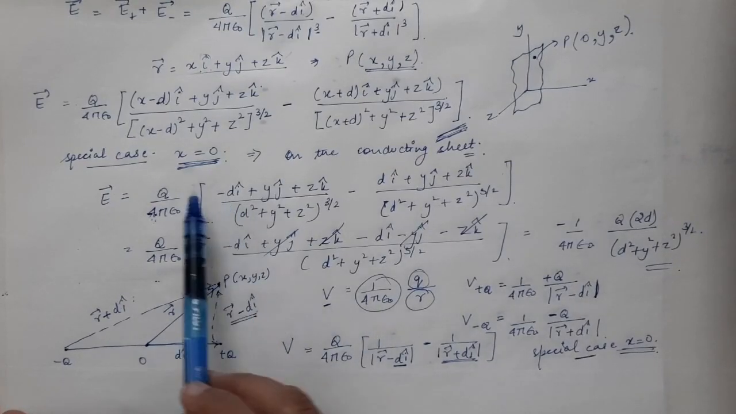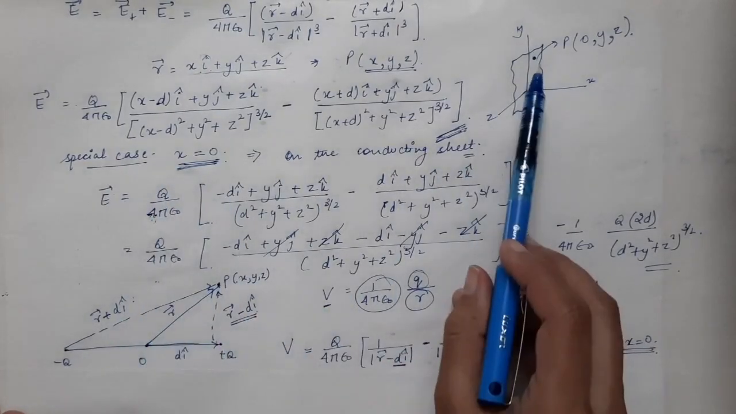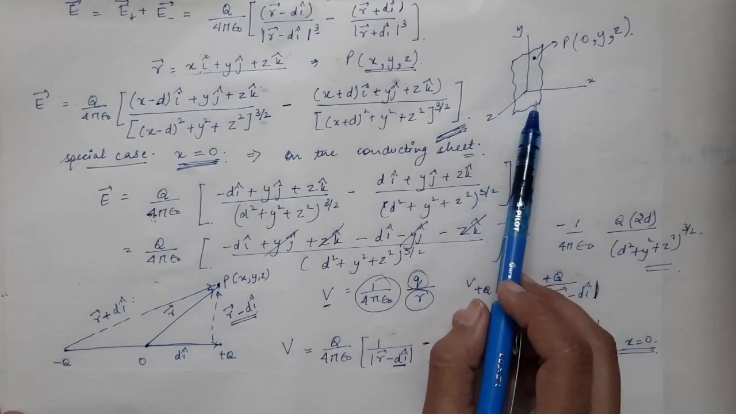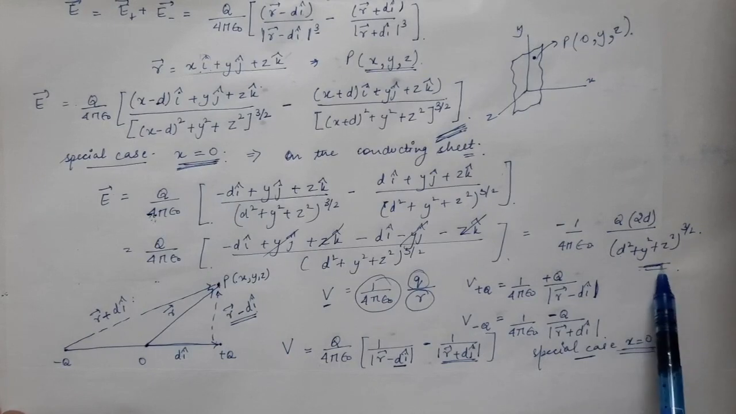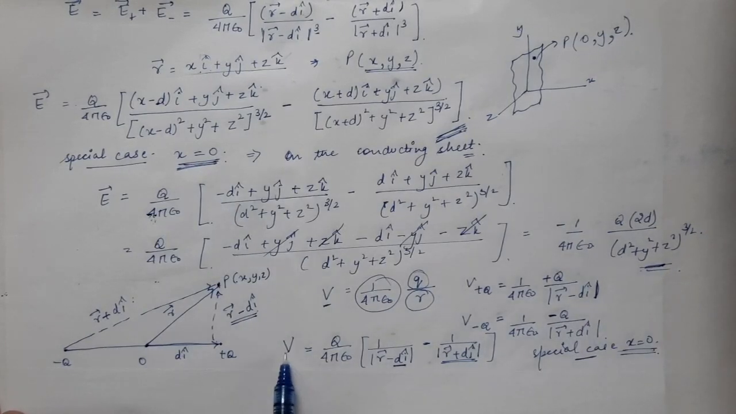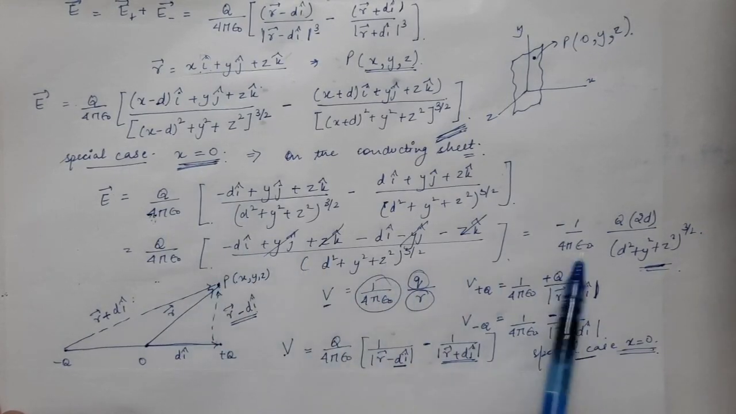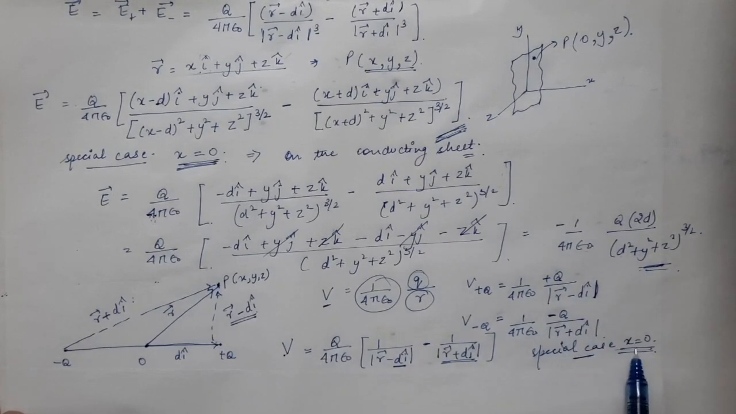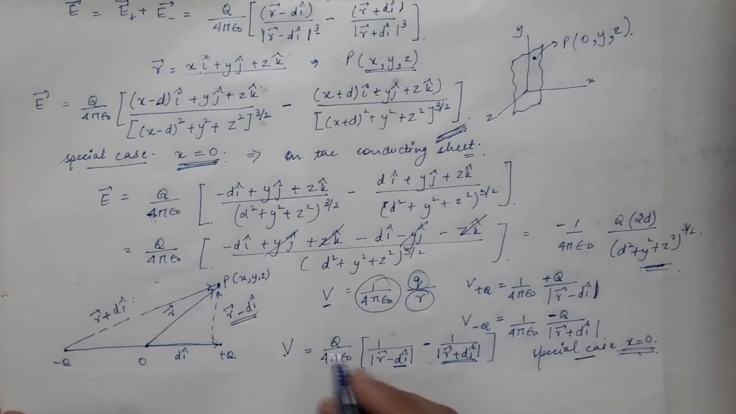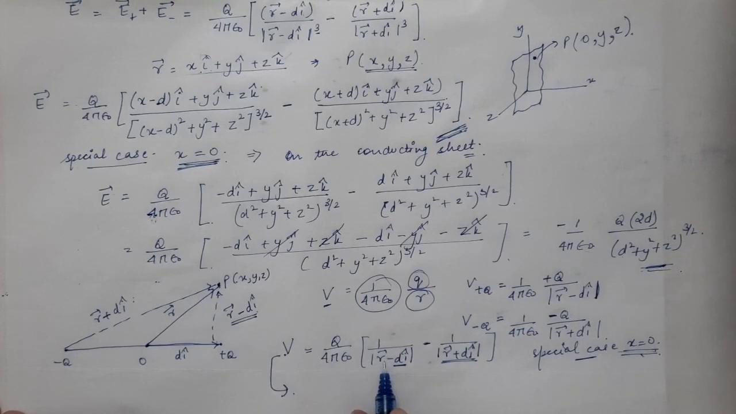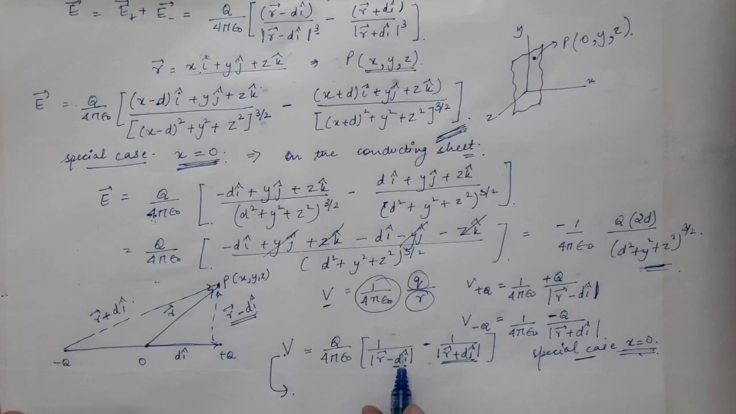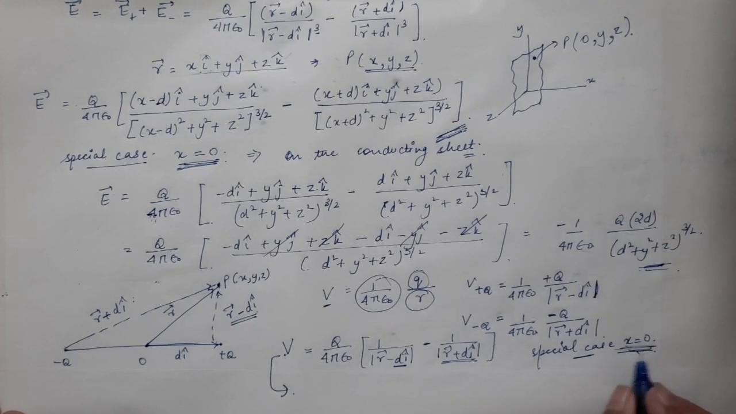As we have found the electric field at a point placed on the surface of the conducting sheet, meaning when x is equal to 0, it came out to be of this form. Similarly, in the case of potential, again we are going to insert x is equal to 0. So first of all, you are going to solve the net potential by putting r vector equal to x i cap plus y j cap plus z k cap, and after solving that you will insert x is equal to 0.